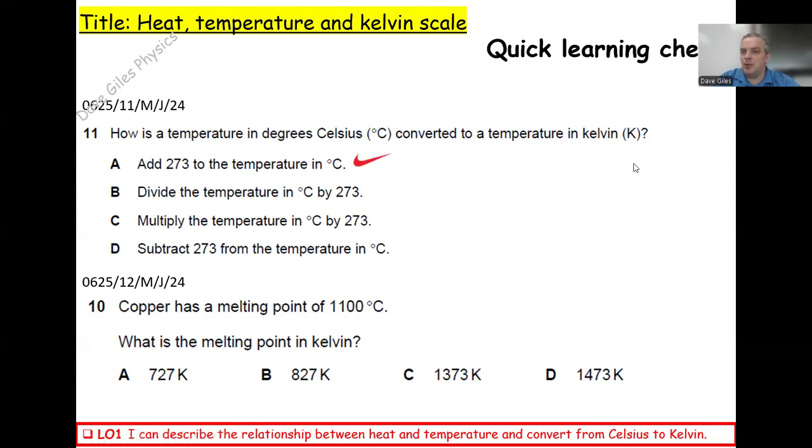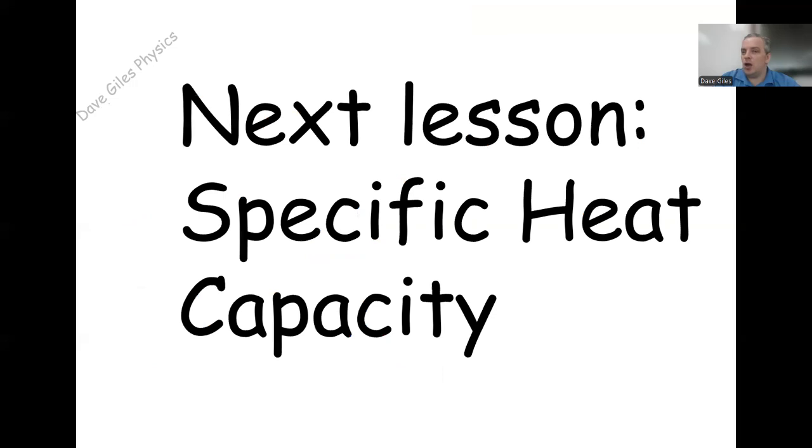Copper has a melting point of 1,100 degrees Celsius. What is its melting point in Kelvin? Remember, to convert from degrees Celsius to Kelvin, you add on 273. So it's 1100 add 273, which gives me 1,373 Kelvin.